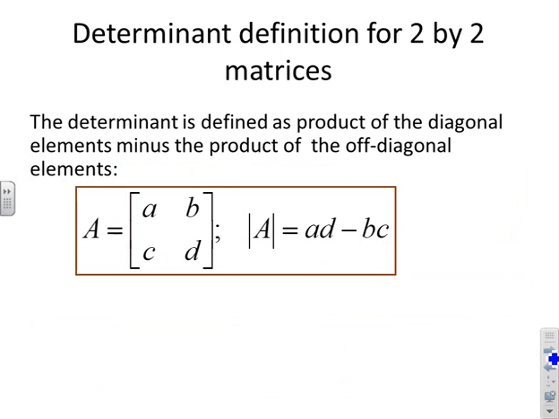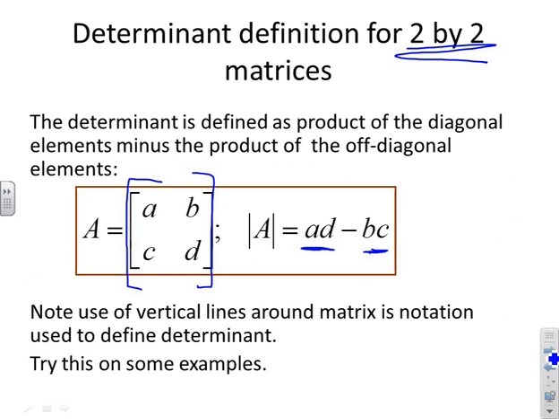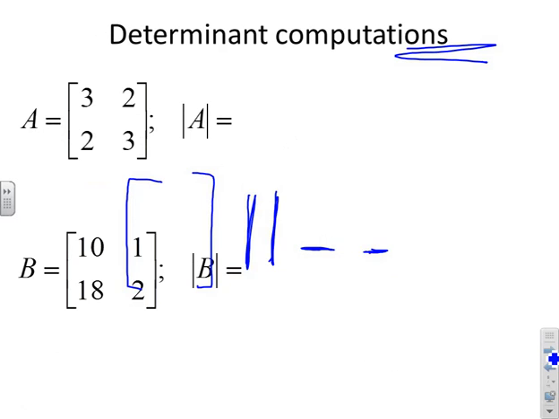So what's the definition of a determinant then? And here we're going to start by just doing 2 by 2 matrices. You can see I've given big matrix A equals (a, b; c, d), and the determinant, and this is a definition, is given by the product of the diagonals minus the product of the off diagonals, so ad minus bc. Now there's a bit of terminology here. You'll notice I've used vertical lines around the A, and that's the notation people use to define a determinant.